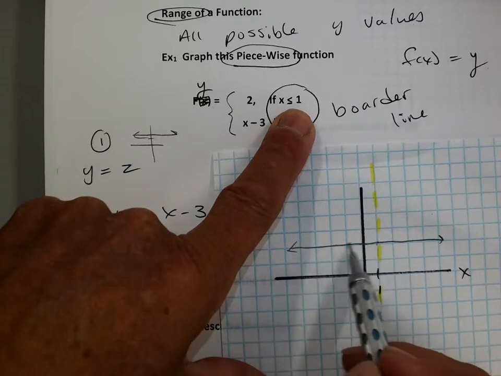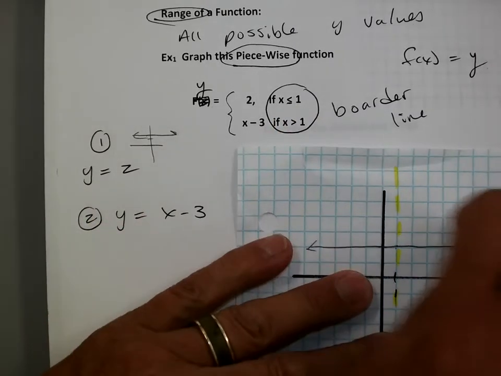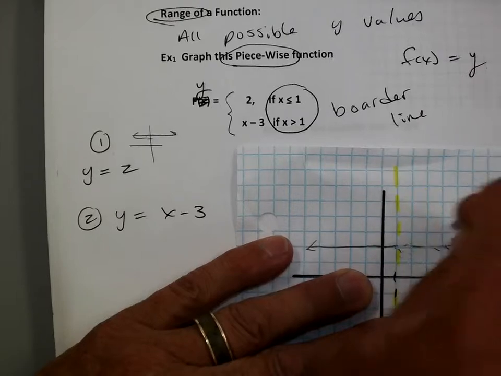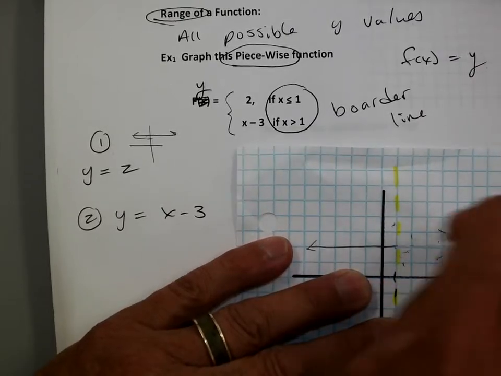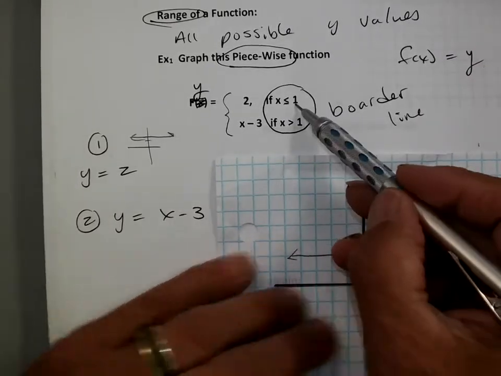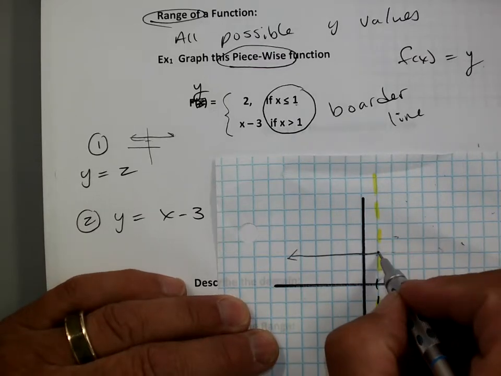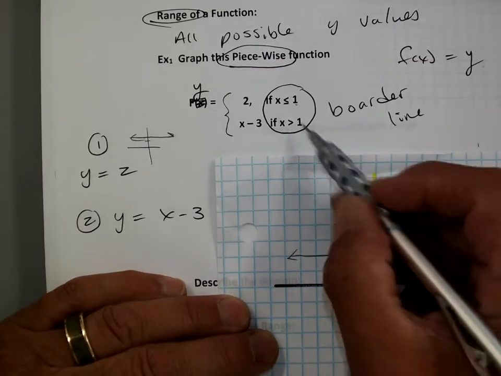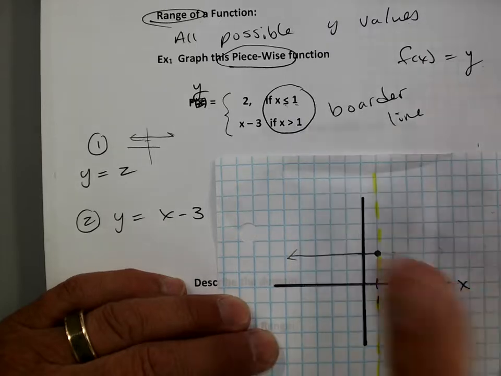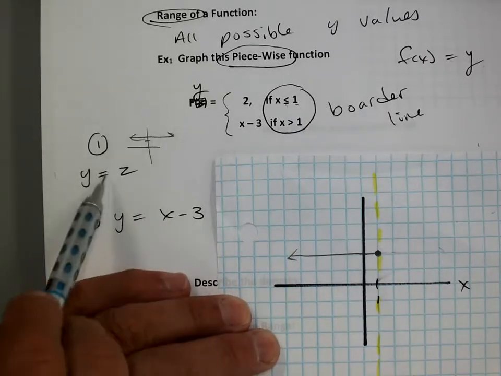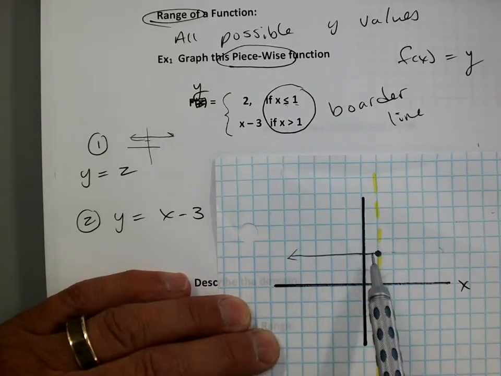So I only want this piece. I don't want the other piece because my domain of this only has it less than or equal to 1. Now, I put a solid dot there because it has to also equal 1. Okay, so there's my first piece, y equals 2. There's my first piece, less than or equal to 1.